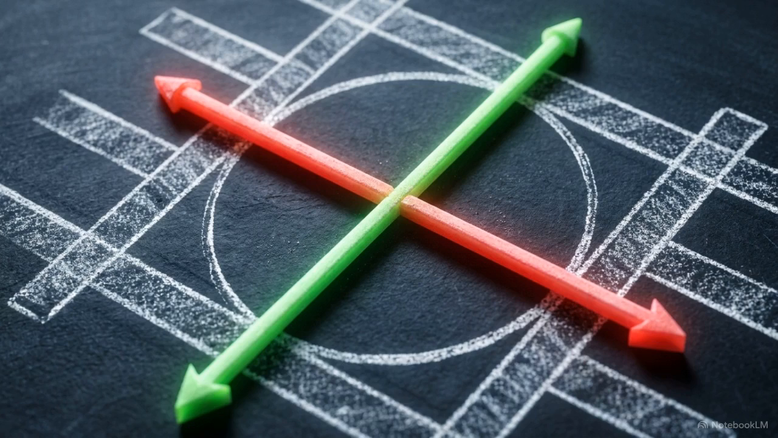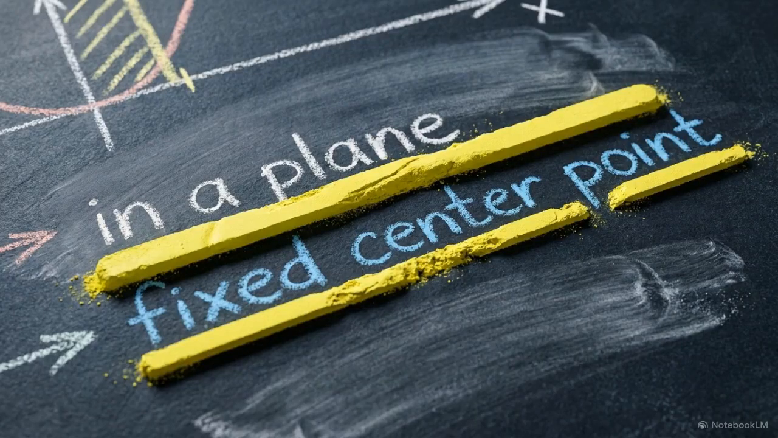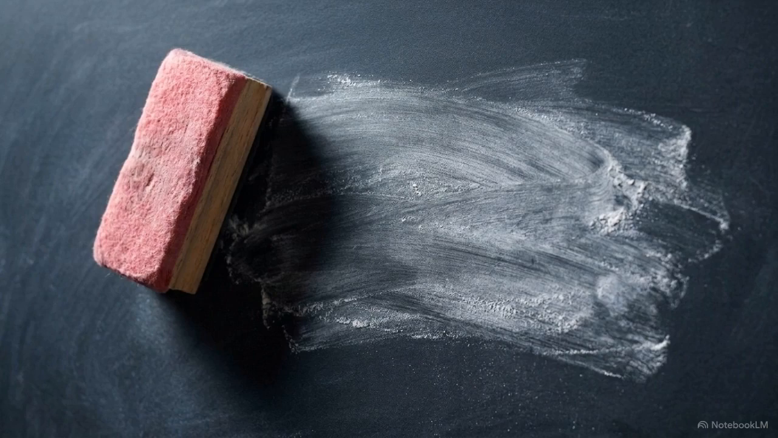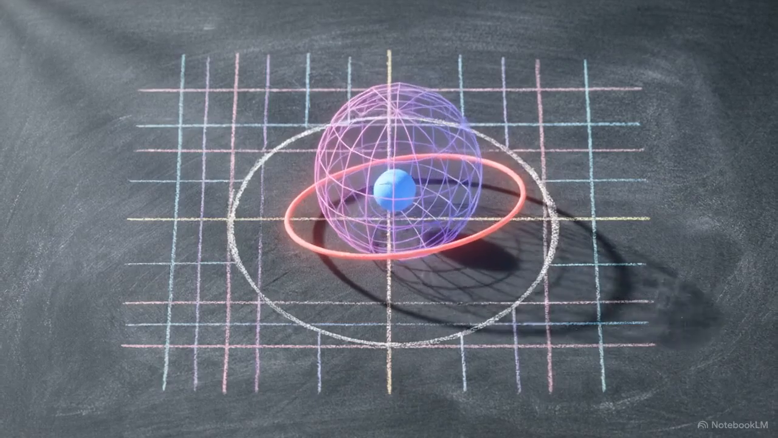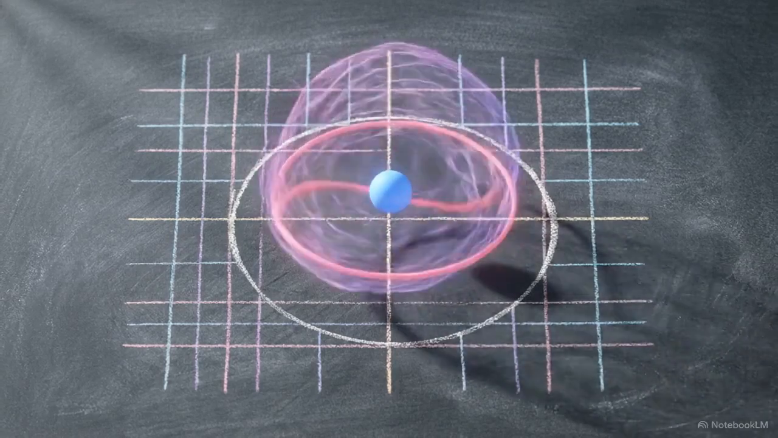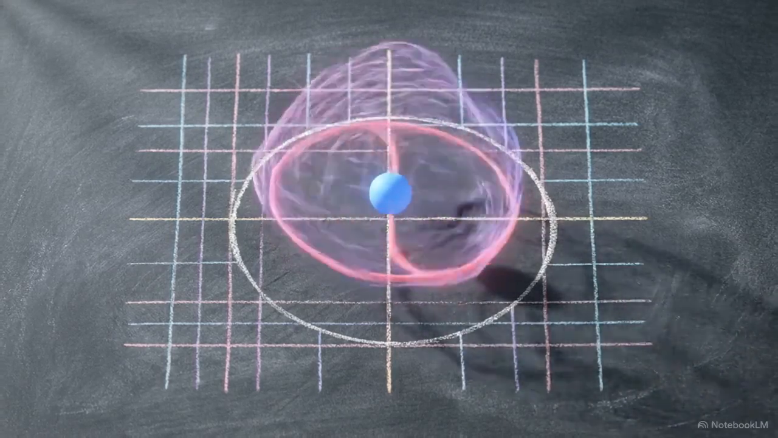But look closely at the words we use to build that baseline. There are strict constraints holding this shape together, specifically the phrases in a plane and fixed center point. Mathematical definitions are actually fragile sets of rules. If we delete just one of those foundational constraints, the shape we think we know transforms into something else entirely.